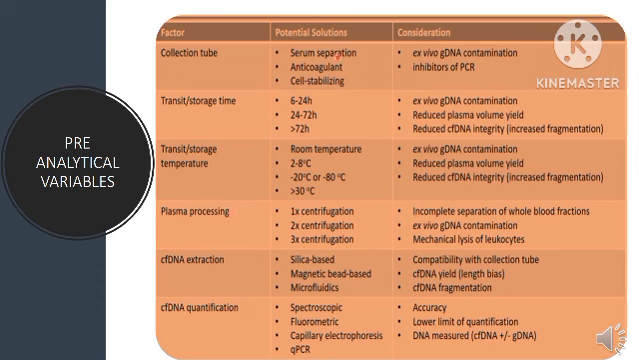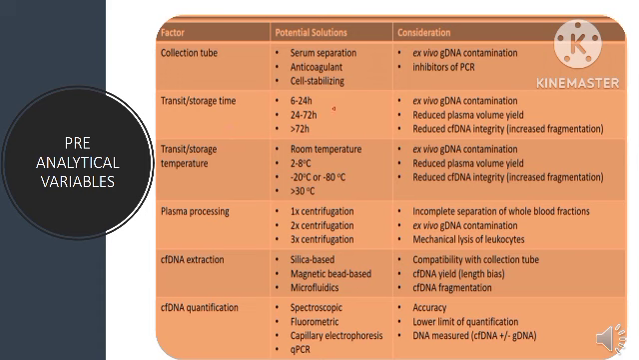So there are options like we can collect serum directly, anticoagulated tubes can be used, cell stabilizing tubes can also be used. But the problem is we have to know whether it is causing genomic DNA contamination with the cell-free DNA, and anticoagulated tubes like heparin and citrate cause inhibition of PCR. So what is the storage time if you are not going to process it immediately?